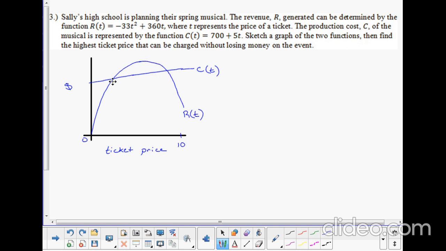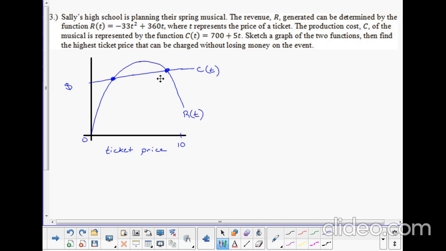My cost is this linear curve. In order to gain money, I would need revenue to be greater than cost. Now, eventually the revenue comes back and intersects the cost, and it intersects in two locations. It intersects over here on the left, and it intersects on the right. We're only really worried about the right intersection.